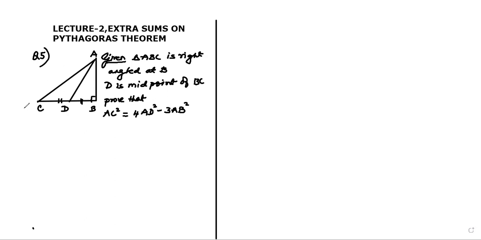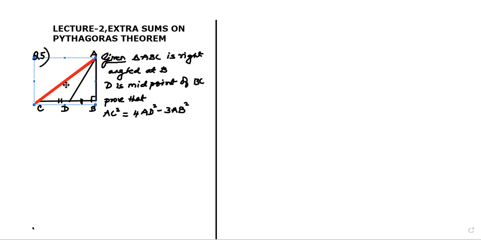AC square equal to... Can you see this red segment AC square, children? This is AC square. We have to show it is equal to 4 times AD square.